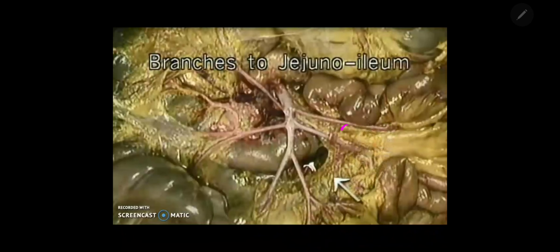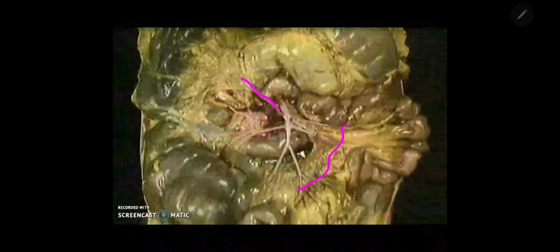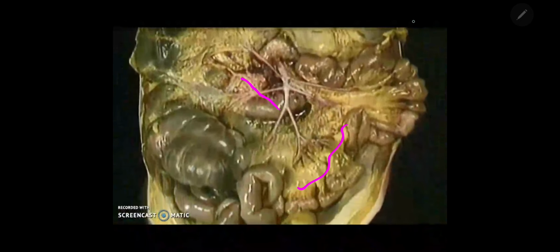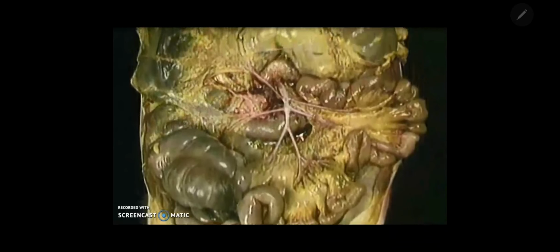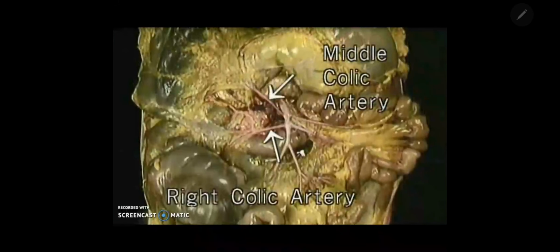It gives jejunal-ileal branches, and the middle colic artery to the transverse colon. You can see the ileocolic branch, which supplies the terminal part of the ileum and ascending colon. The right colic artery supplies the ascending colon. The middle colic artery supplies the right two-thirds of the transverse colon, because all these are derived from the midgut.